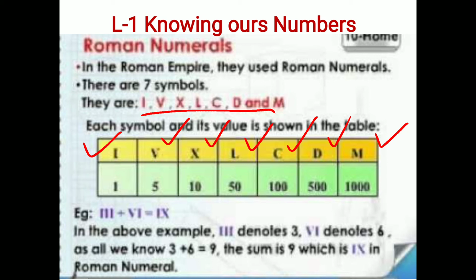Clear? Suppose 3. How do we make 3? With the help of I. How many I's have I written here? 3 I's. For making 6, what do I use? V and I. Clear? So there are some rules for making the other Roman numerals. So I am telling you those rules.